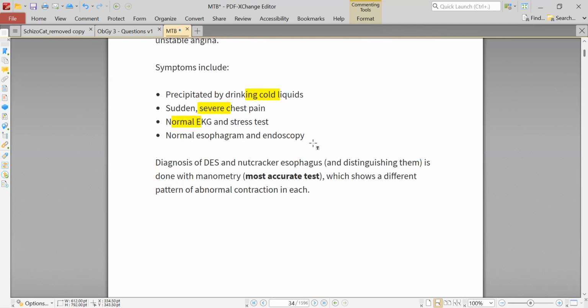So here, the diagnosis for diffuse esophageal spasm and nutcracker esophagus is done with manometry. Manometry is a pressure measurement. It records very high abnormal contractions.